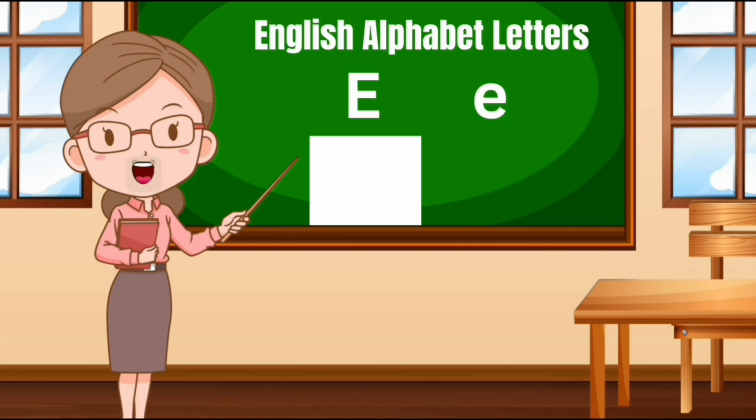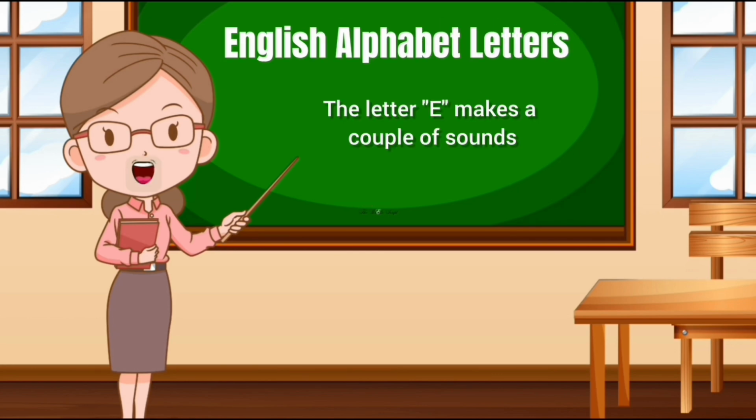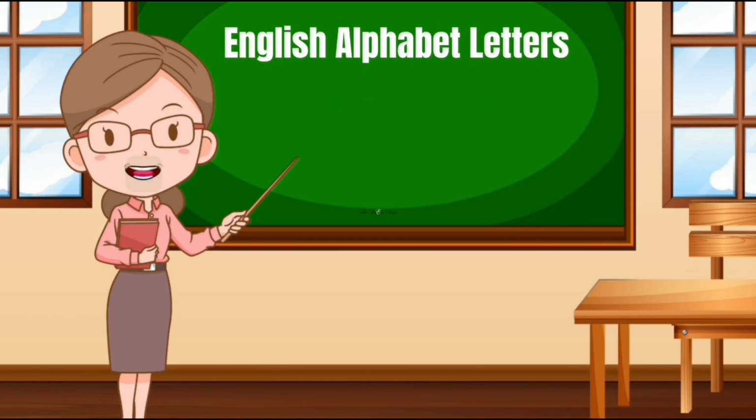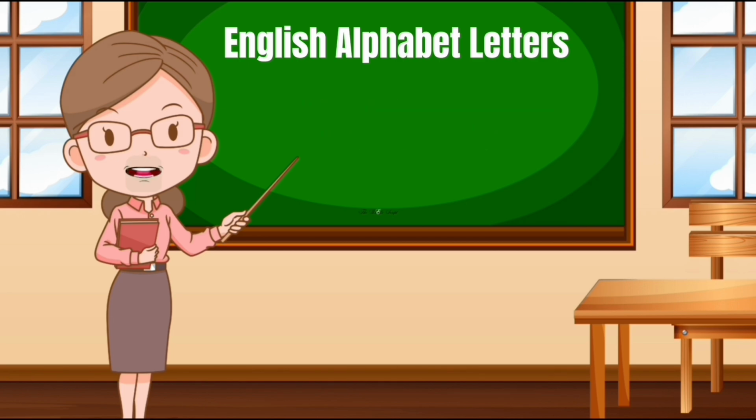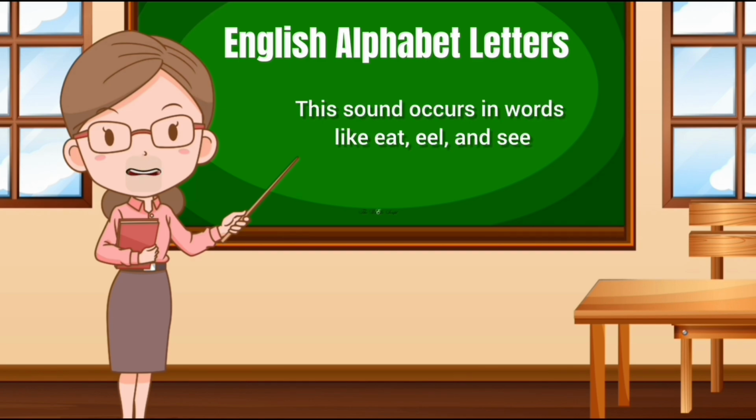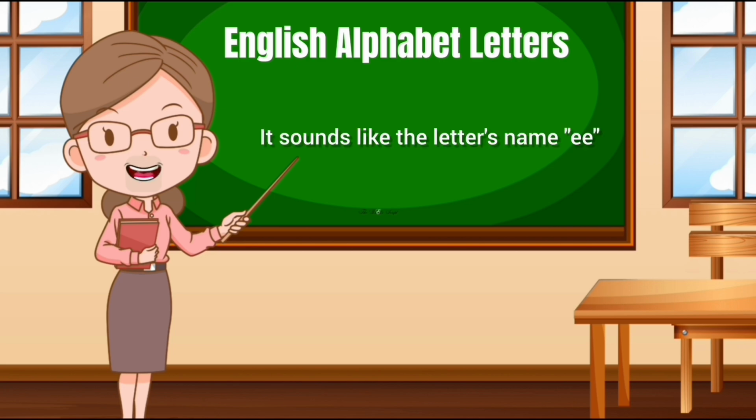Perfect. This is alphabet letter E. The letter E makes a couple of sounds. Short E and long E. Short E, this is the sound we hear in words like egg, elephant, and bed. It sounds like A. Long E, this sound occurs in words like eat, eel, and see. It sounds like the letter's name.